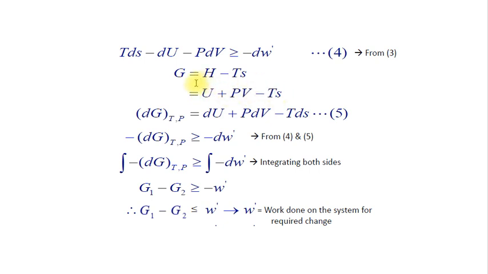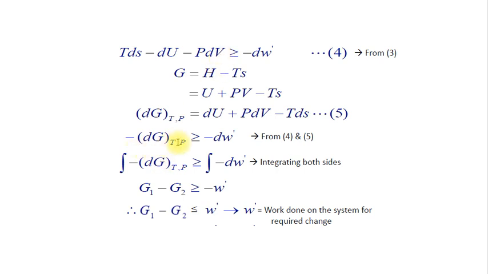Now if you calculate the change of Gibbs free energy at constant temperature and pressure, dG at constant temperature and pressure should be equal to du plus pdV, because P is constant here, minus TdS, because T is constant here. So if you compare equations 4 and 5, then you can replace the value of du plus pdV minus TdS in the fourth equation.